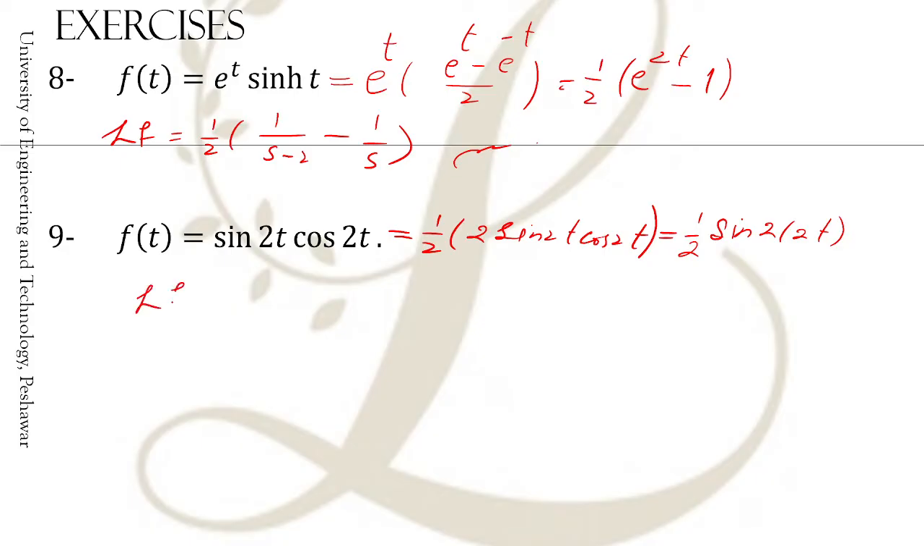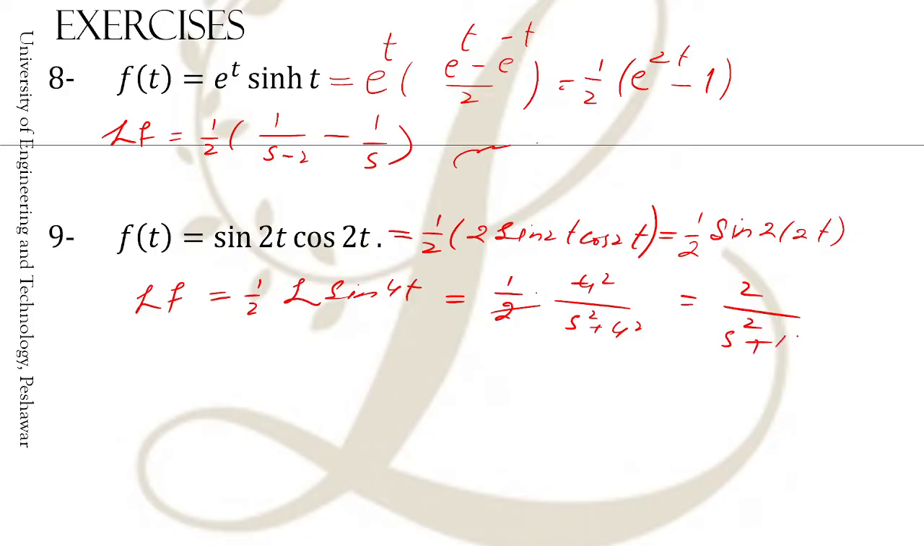Now we'll find the Laplace, so Laplace of f will be 1 by 2 times Laplace of sine 4t, and we already derived that Laplace of sine omega t is omega divided by s square plus omega square. We may cancel these together, so we have 2 divided by s square plus 16 as the Laplace transform of sine 2t cos 2t.